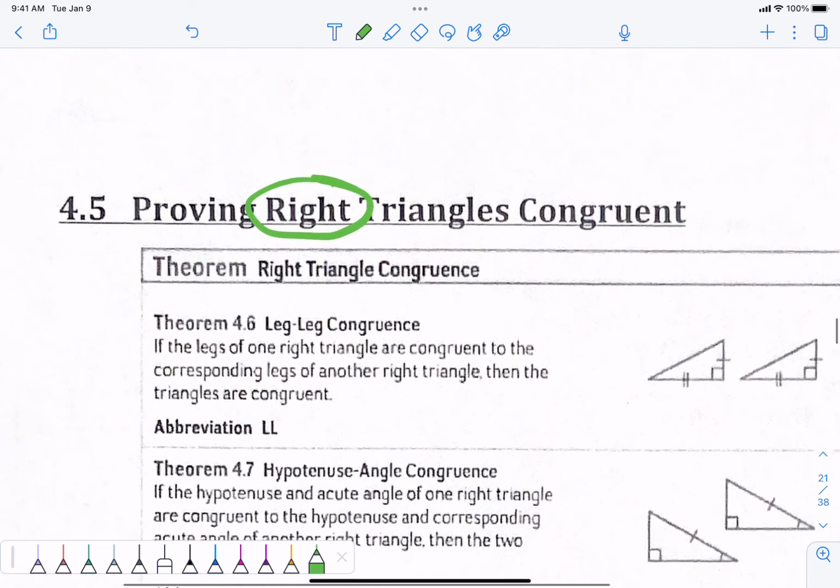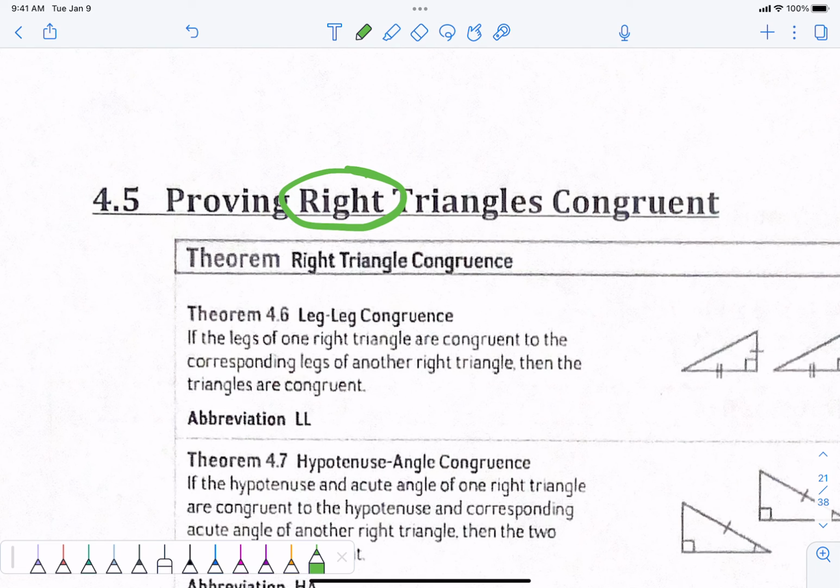Way back in section 4-2, we would do all 3 angles, all 3 sides, and we had to prove all 6 things. And then we narrowed it down to just 3: side, side, side, side, angle, side, and angle, angle, side. We said if those 3 things on each match up, then the other 3 things have to match. We don't have to do all 6 things anymore.